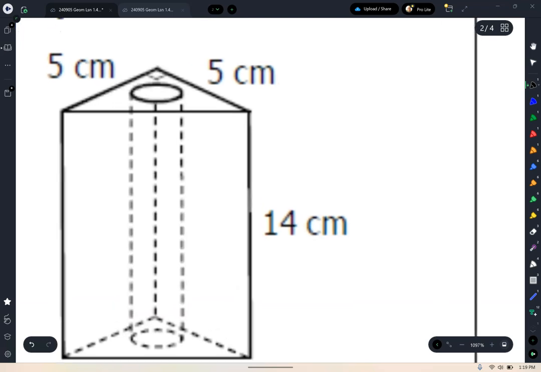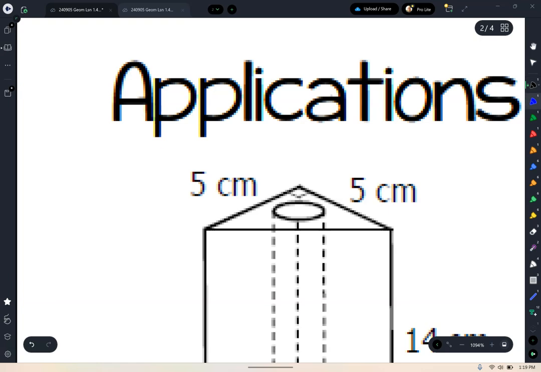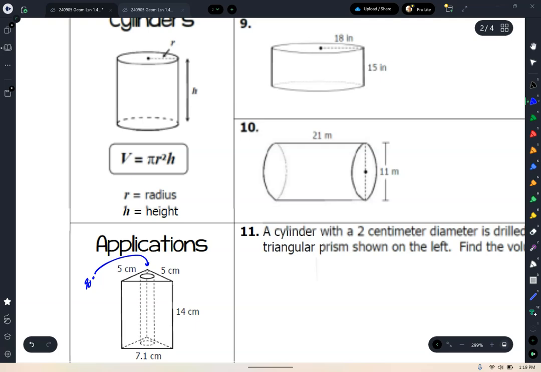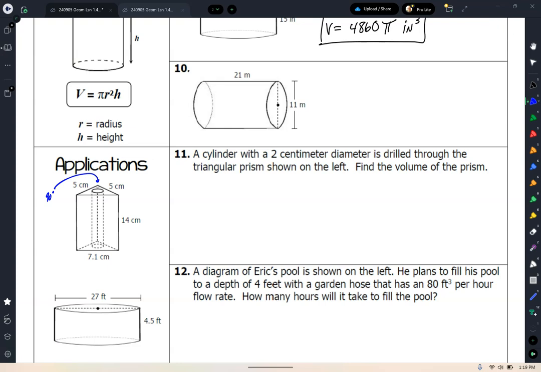About number 11. If you look, and it may be really hard to see on your paper, but you could write it in. If you look right there. Okay, so keep that in mind. We are looking for a cylinder that has a 2-centimeter diameter, is drilled through a triangular prism on the left. Find the volume of the prism. Okay, go ahead. See what you can do.